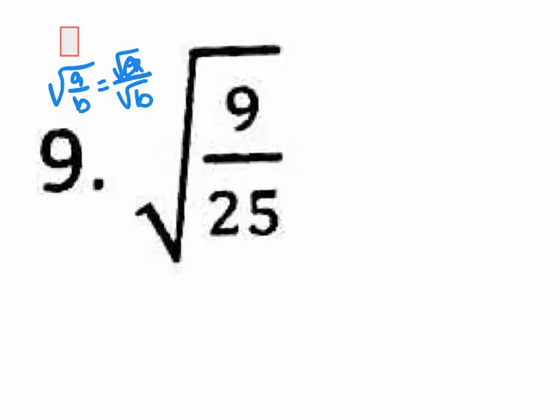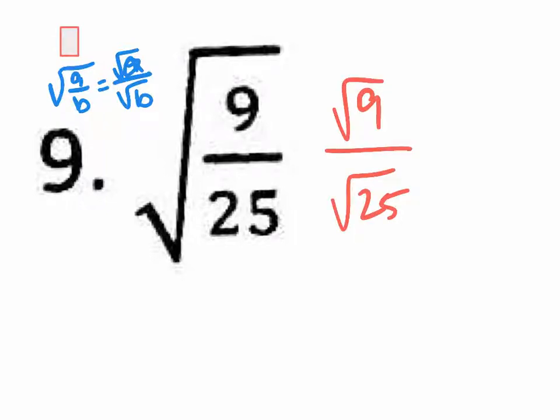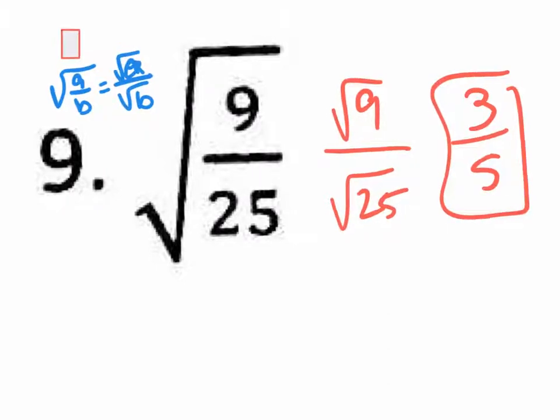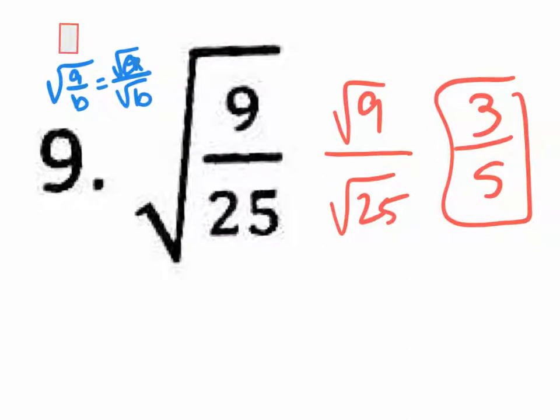So what's the answer to this one? 3 over 5 is the correct answer. When you put the square root of 9 over the square root of 25, we split that root, and the top answer is 3 and the bottom answer is 5. 3/5 is the answer. Let's move on.